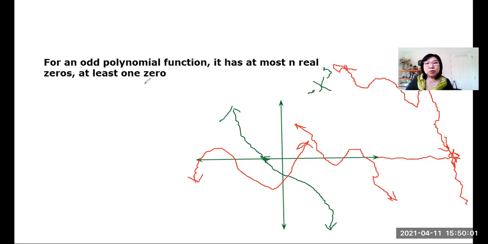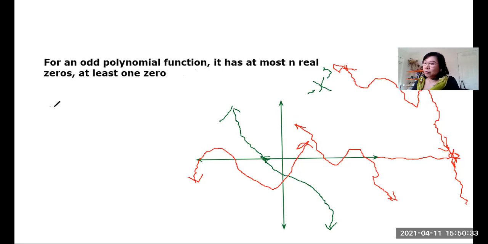Could be x to the power 3, could be x to the power 7, could be x to the power 5, but eventually, because of the direction of the end behavior, the function has to cross the x-axis at least one point. And therefore, we know that there is at least 1 zero. So that is the statement about the top point we're talking about, right?